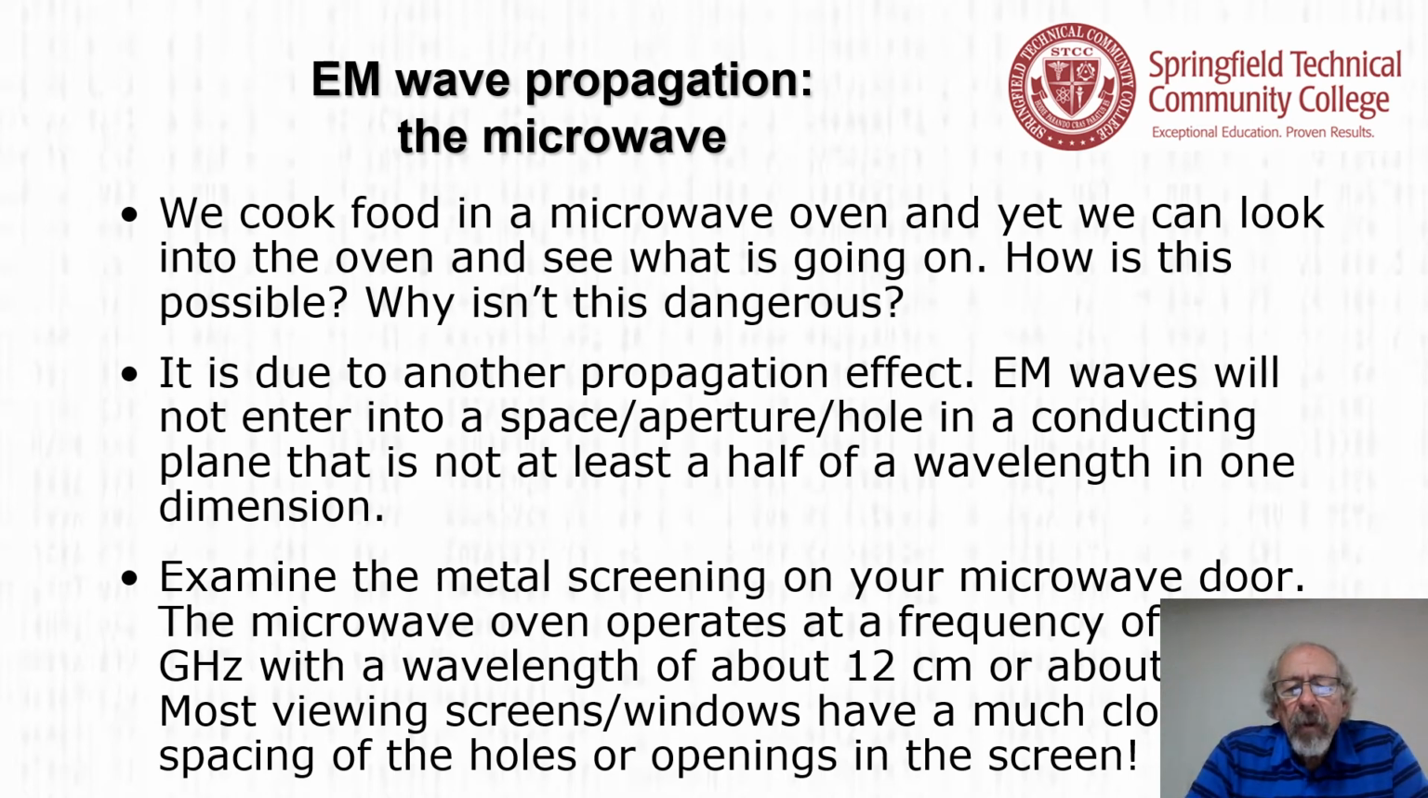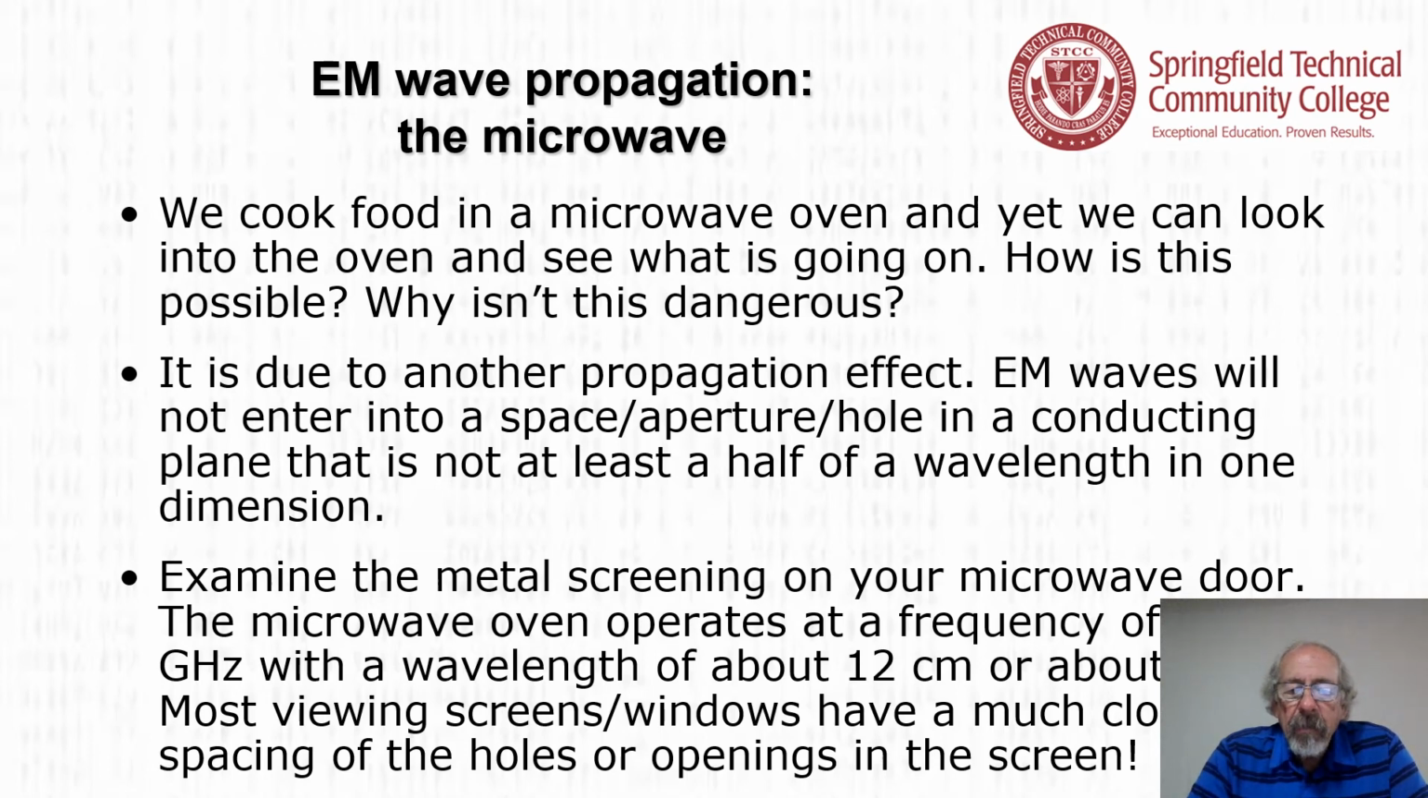If we cook food in a microwave oven, and yet we can look into the oven and see what's going on, how is this possible? Why isn't this dangerous? It is due to another propagation effect. Electromagnetic waves will not enter into a space/aperture/hole in a conducting plane that is not at least a half of a wavelength in one dimension.